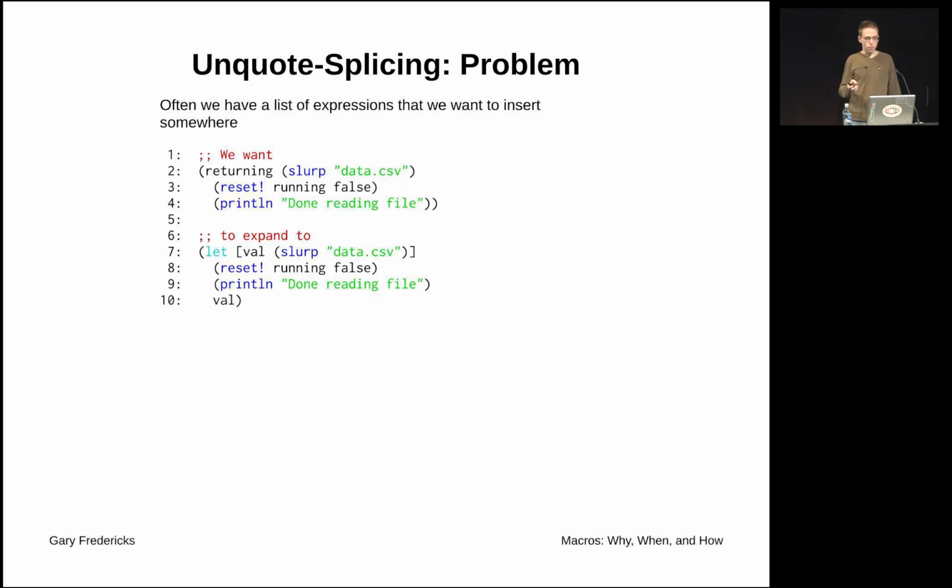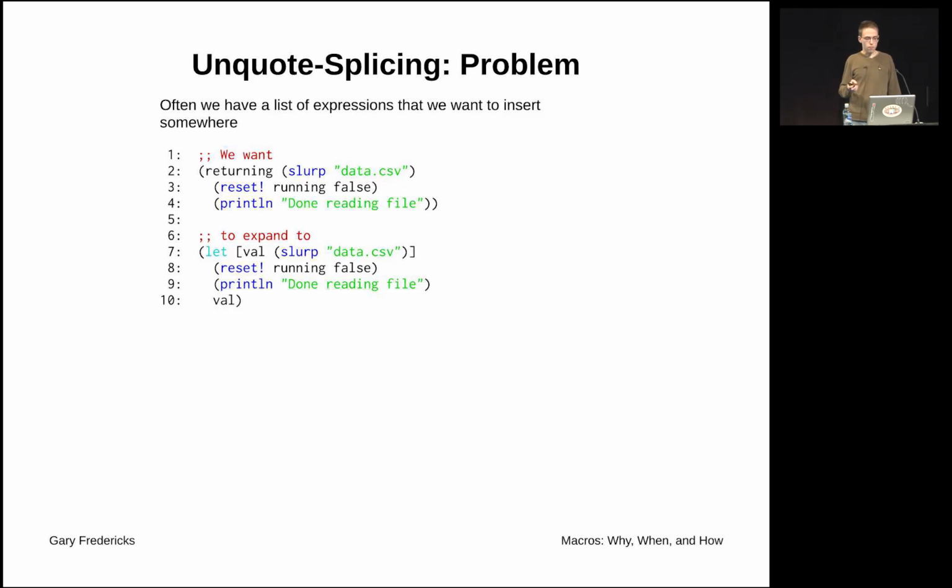So what should the expansion be here? We're going to want to use a let, because we want the thing to run before the side effects. So we can't just use do and switch the thing around. But we'll have a let where we run the code and stick it in a local val, and then run the side effects and then return the val.